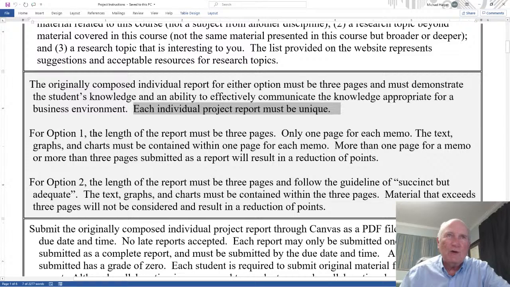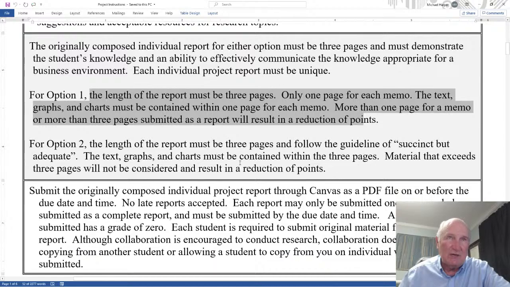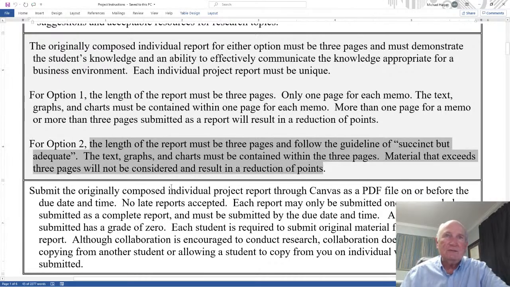And option 1, the length of the report must be 3 pages. Only 1 page for each memo. The text, graphs, and charts must be contained within 1 page for each memo. The response memo and technical memo. More than 1 page for a memo and more than 3 pages submitted will be a reduction of points, so be very careful. Option 2, the length again is 3 pages, following the guideline of succinct but adequate. The text, graphs, charts must be contained within the 3 pages again. Material that exceeds 3 pages will not be considered and will result in a reduction of points.